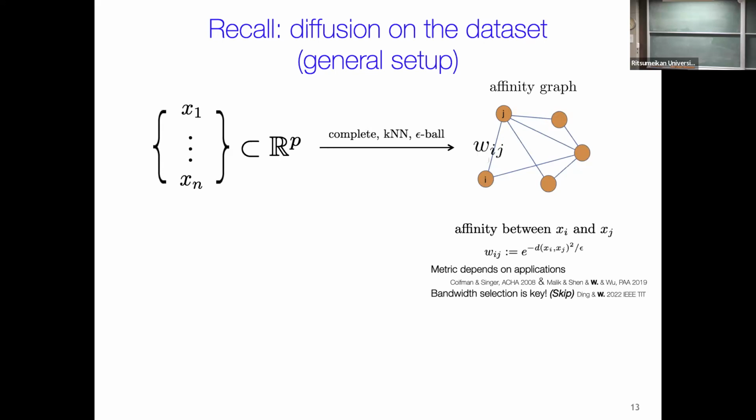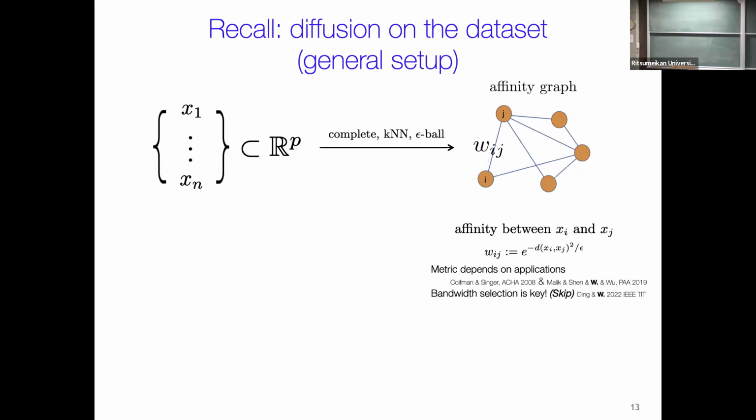Once you have the graph, you want to assign affinity. And how to assign affinity? Today, we'll just focus on this very simple affinity. We will not design it. We use the Gaussian kernel, with the distance between xi and xj. Then we put some epsilon, which is the bandwidth, and we take the exponential, which means that if 2 points are very close with very small distance, then the affinity will be high. But if the distance is large, 2 points are far away, then the affinity will be low.